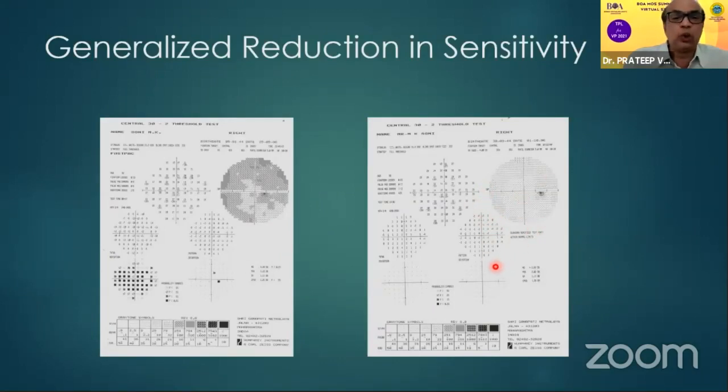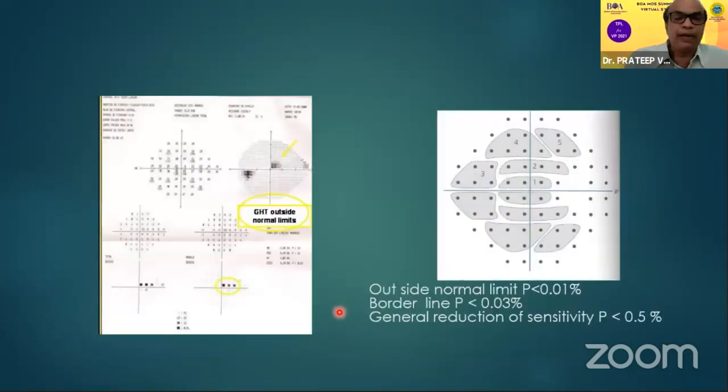So why is it so? You have to put your brain to work, because this was because of the media opacity and the patient has a cataract. You can see over here, the whole pattern deviation was clean. Because of the media opacity, there was a generalized reduction in sensitivity. And once you have performed the cataract surgery and you did the perimetry, everything is gone. So when you look at the perimetry, yes, you want a food which is ready to eat, but still you have to put your brain to work.